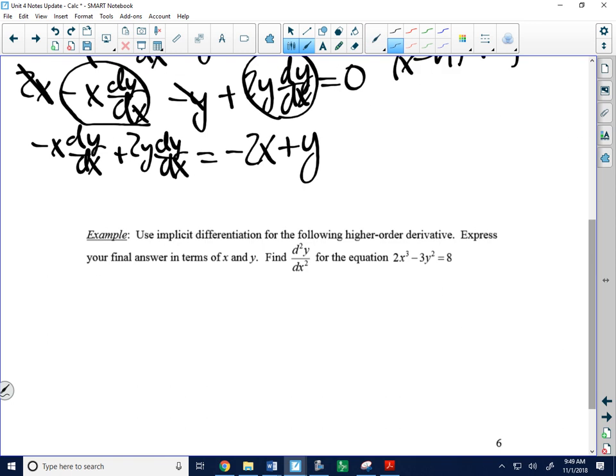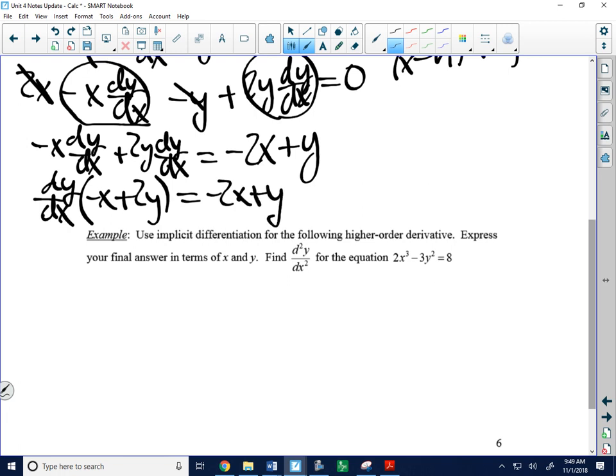Step 3, factor out dy/dx. This is how we get it by itself. I'm doing GCF right here, just a GCF of dy/dx. I'll be left with negative x plus 2y. Over here it stays the same. And there you see, now we just have one dy/dx term. That's our derivative, dy/dx. Last step, solve for dy/dx. Normally it's a division here to finish up. So I divide both sides by negative x plus 2y. And that's my derivative. I do just need to plug it in to get the slope.